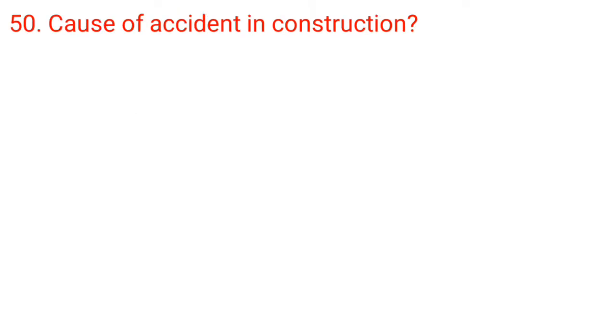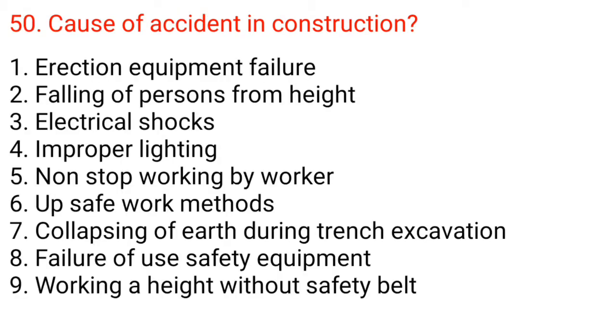50. Causes of accidents in construction? 1. Erection equipment failure. 2. Falling of persons from height. 3. Electrical shocks. 4. Improper lighting. 5. Non-stop working by workers. 6. Unsafe work methods. 7. Collapsing of earth during trench excavation.